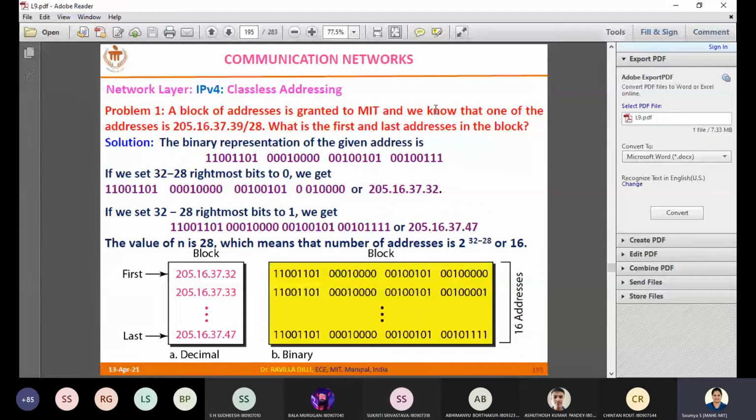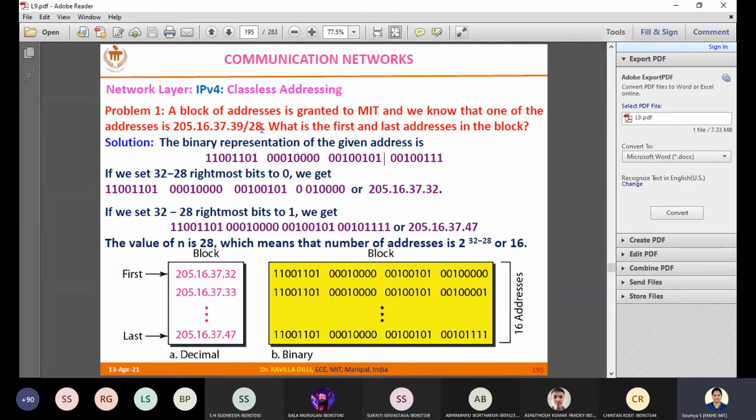A block of addresses is granted to MIT, and we know that one of the addresses is 205.16.37.39/28. What is the first and last address in the block? So how do you find it out? This is one way, that is you write the binary representation of each byte. So 205 will be as given here. Then this would be 16, this is 37, and this is 39. Now you look at what is the /n value. n is 28.